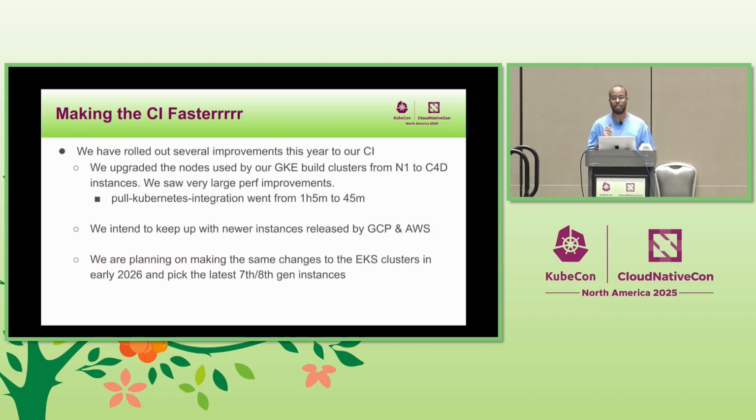A job that runs on every Kubernetes pull request took 1 hour, and now takes 45 minutes. And that improvement just came from changing hardware, no code changes. We also intend to do the same thing for our EKS clusters next year. We're still figuring out which machines to pick, but we're definitely looking to pick something from the 7th and the 8th generation.